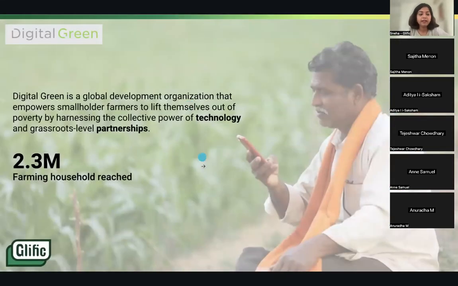For that, we'll be talking about Digital Green. Digital Green is an organization that primarily works with smallholder farmers. They leverage technology and grassroots-level partnerships. It's a large-scale organization with operations globally. What they're trying to do is leverage WhatsApp to communicate well with their farmers, so that they're able to take care of their needs and share relevant information at scale.